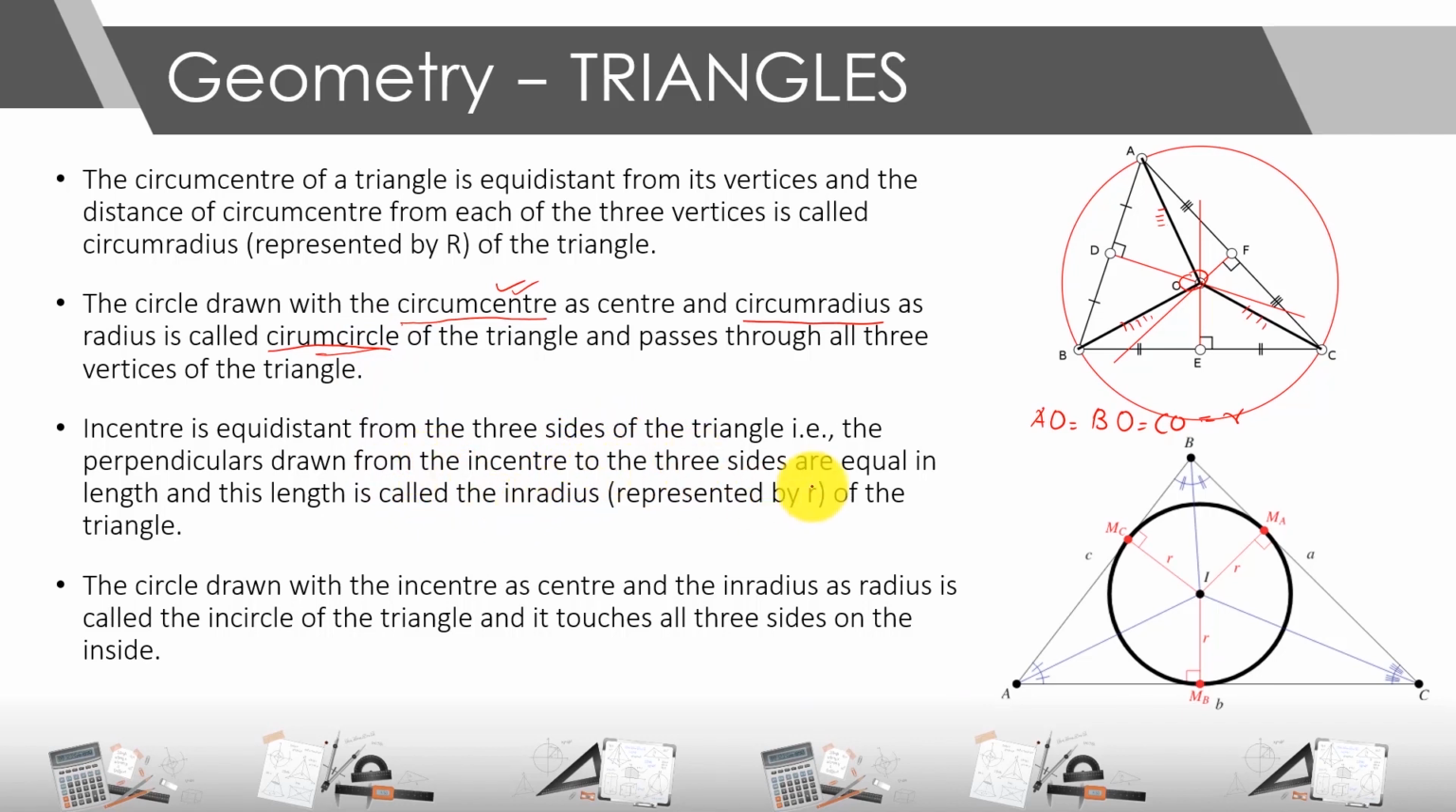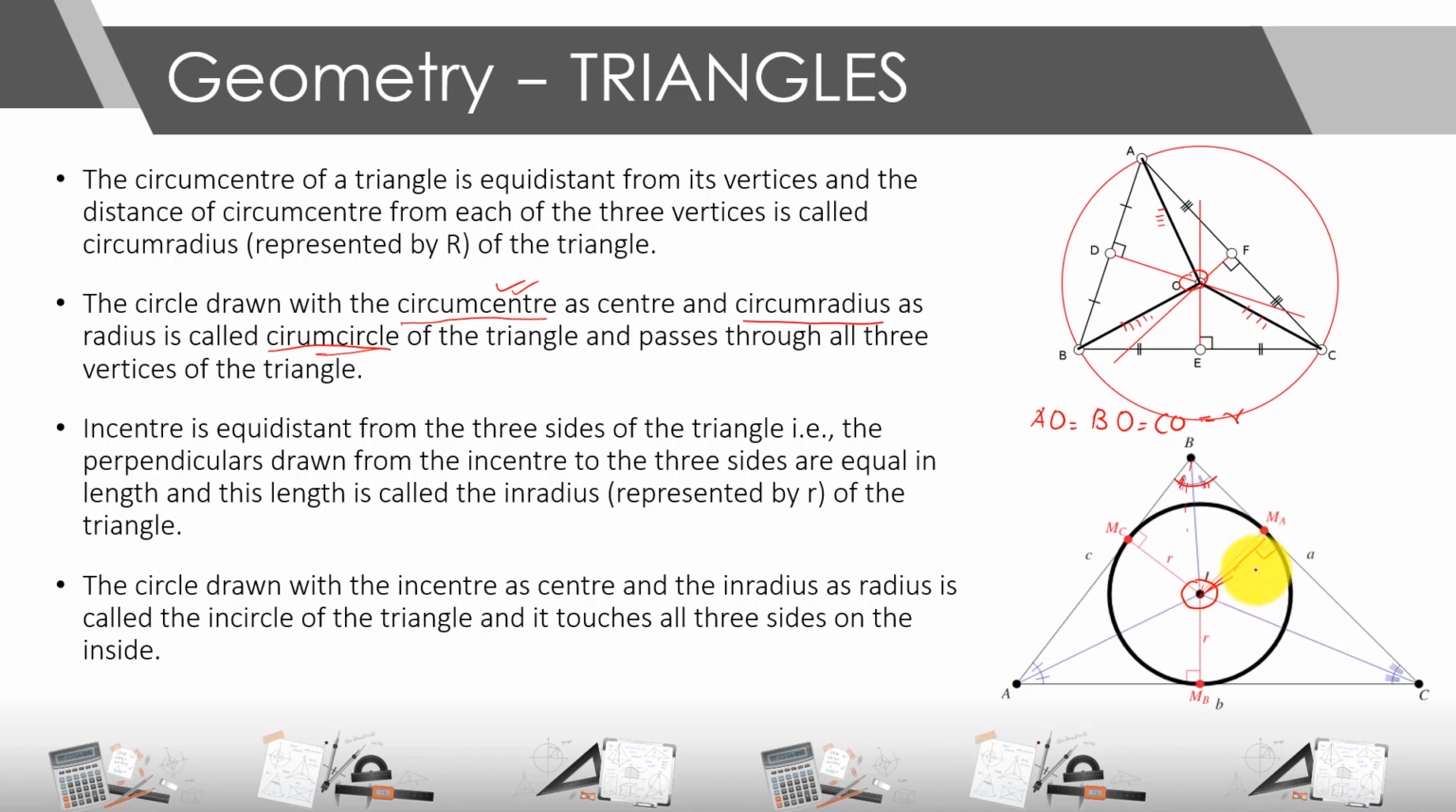The next scenario was related to incenter. So in a triangle, when we create three angle bisectors and they are intersecting at a point I, this point is called an incenter. Now this point is equidistant from the three sides of the triangle. That is, if you create a perpendicular from this point to any of the three sides, the length of that perpendicular is going to be the same.